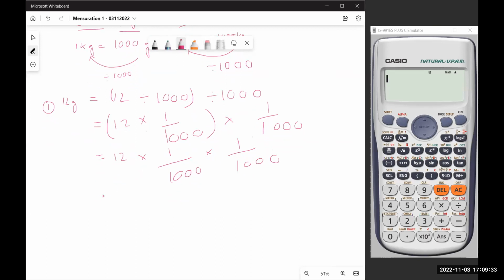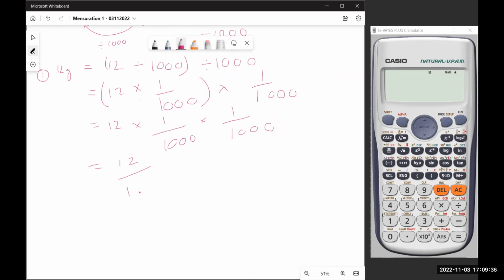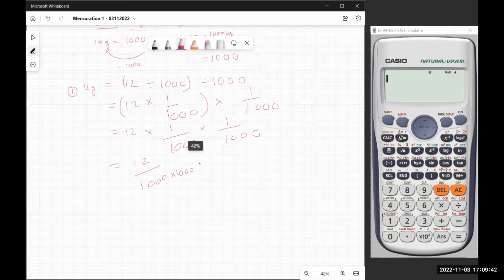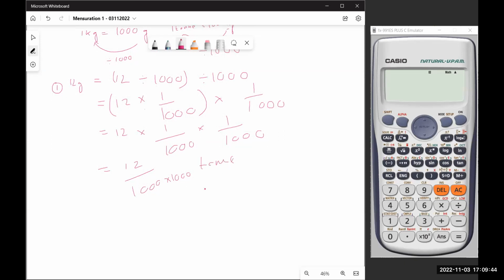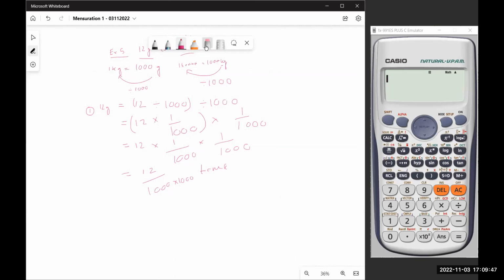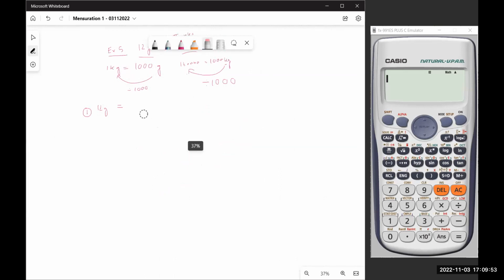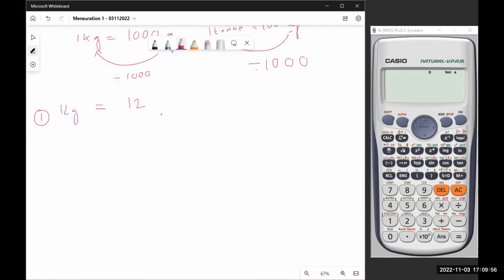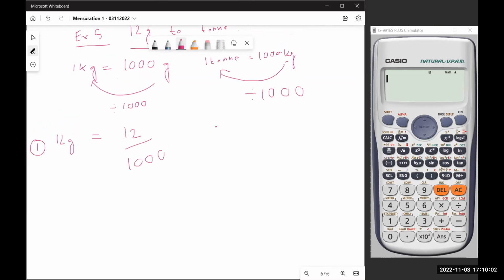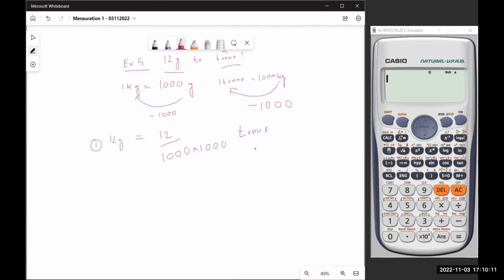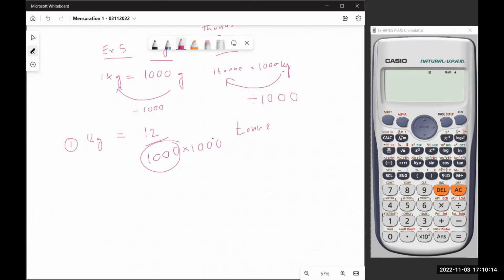12 into 1 into 1 is 12 over 1000 into 1000. That's what I get as the answer. So I'm dividing twice by 1000. Whenever you're dividing something, write it like this: 12 divided by 1000, and I'm dividing again by 1000, and that's my answer in one step. I don't have to do all the other stuff. If I know I'm dividing by 1000 again, I'll have 2000 in the denominator.